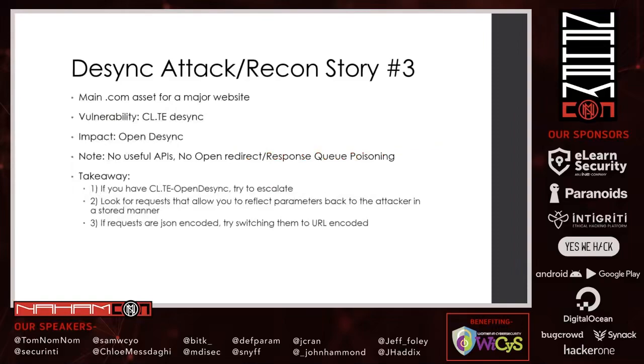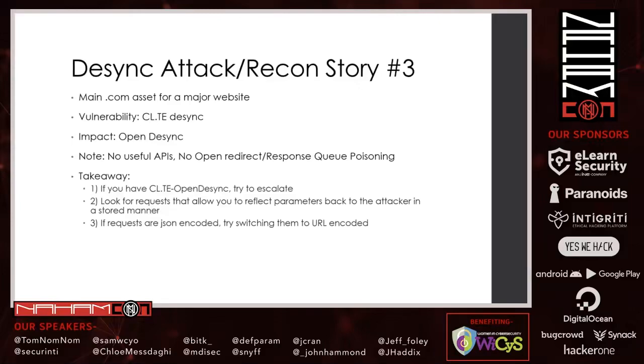And so the takeaway for this is, again, if you have a CL.TE open desync, try to escalate. Even if you have no useful APIs and there's no other way to steal a session token, there might be a way to do it in-band to the application of the asset. And so to that end, look for requests that allow you to reflect parameters back to the attacker in a stored manner. It doesn't really help you if it reflects it back in the response because you don't have access to the response at that point.